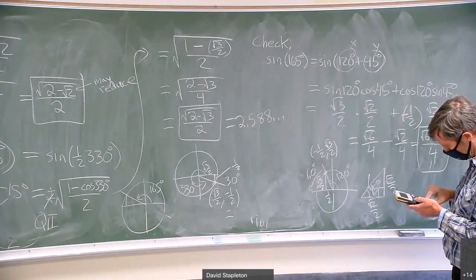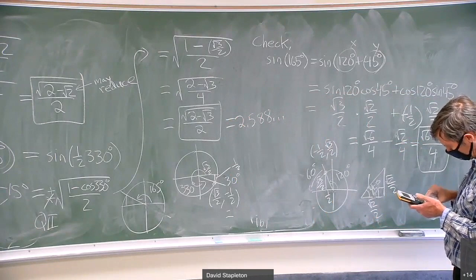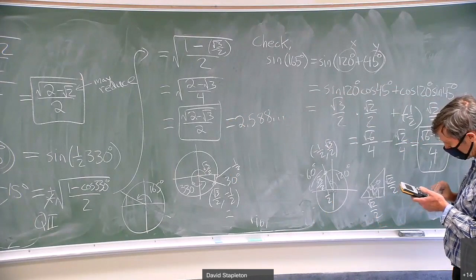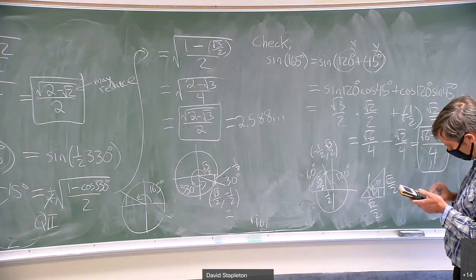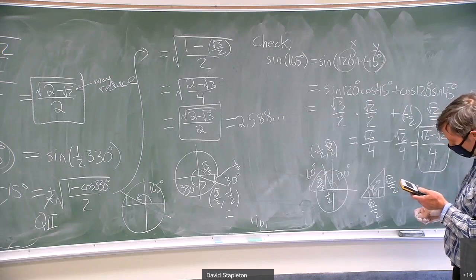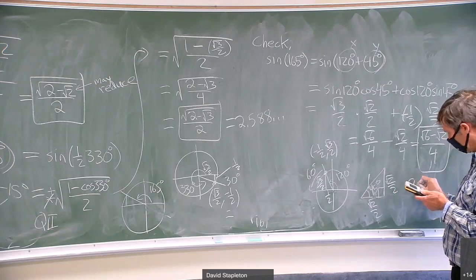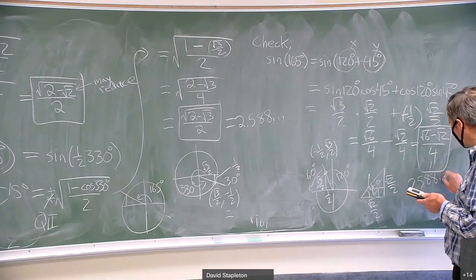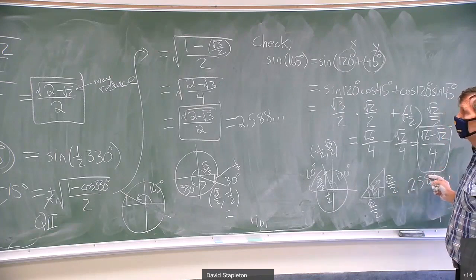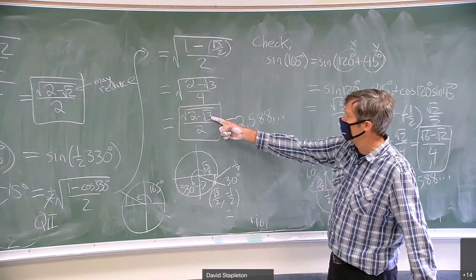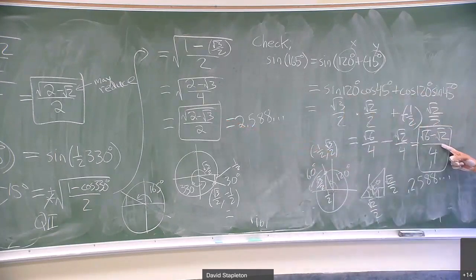Clear this off. Square root 6 minus square root 2. That number, then I'll divide that by 4, and I get 2.2588, da, da, da. These are actually the same number. When you have these square roots of the square root, sometimes they simplify, and this is an example. This one can be simplified to here.